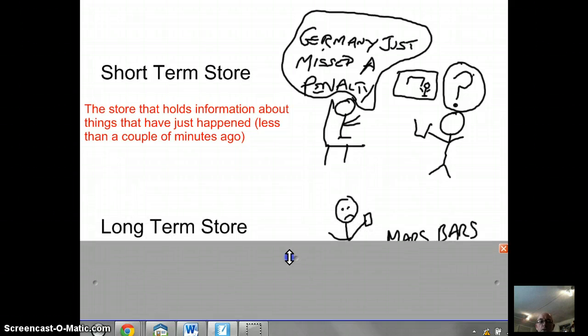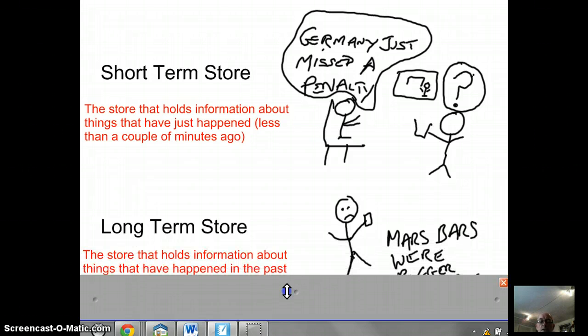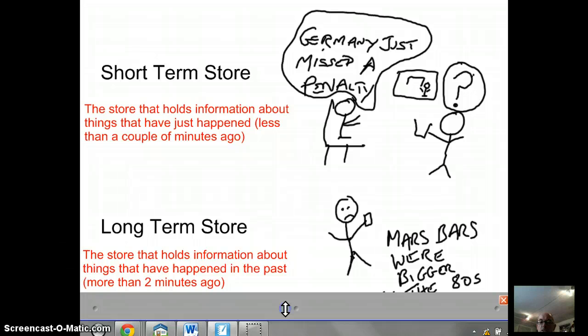The long-term memory store is one that holds information about things that have happened in the past, which is more than 2 minutes ago. And that could obviously be a long time ago. You might remember, for example, your first primary school teacher.